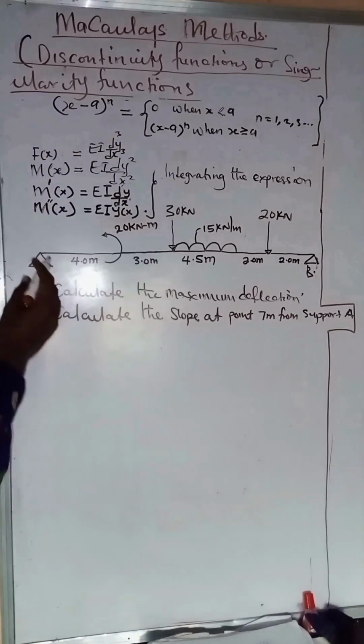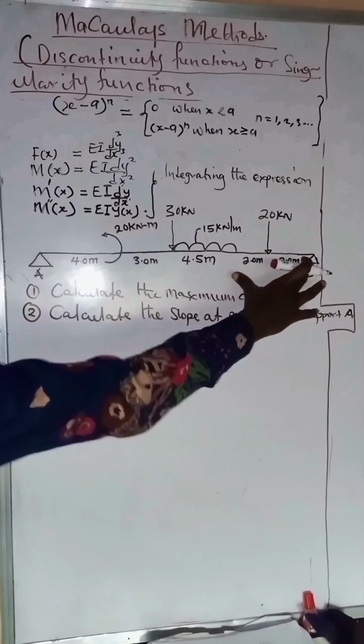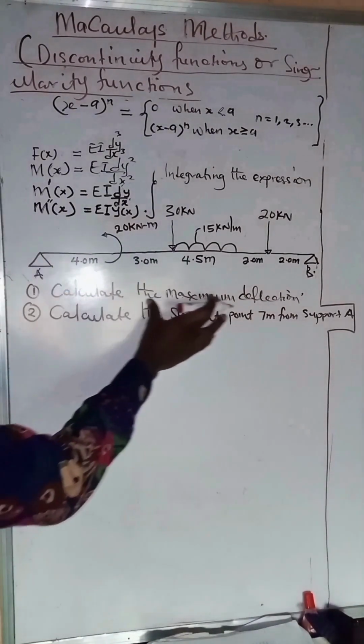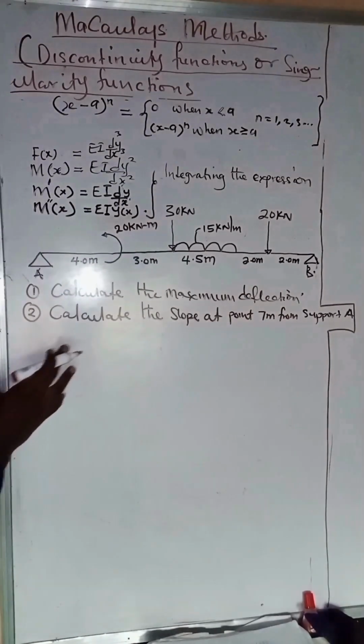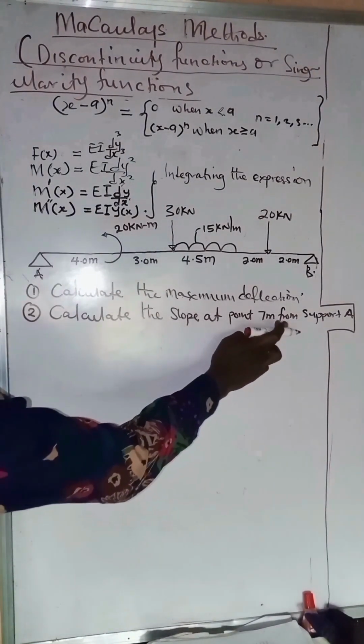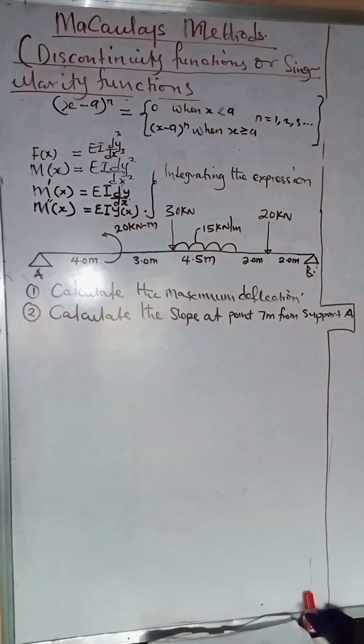Let's consider a beam spanning A to B. We are about to calculate the maximum deflection of this beam and equally calculate the slope at 0.7 meter from support A. This is support A.